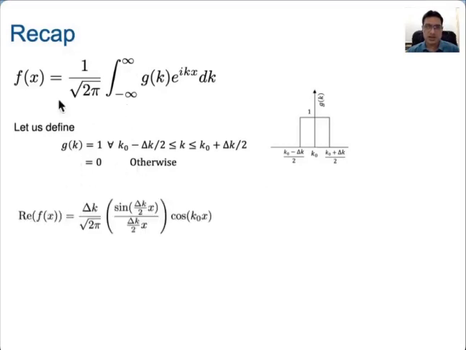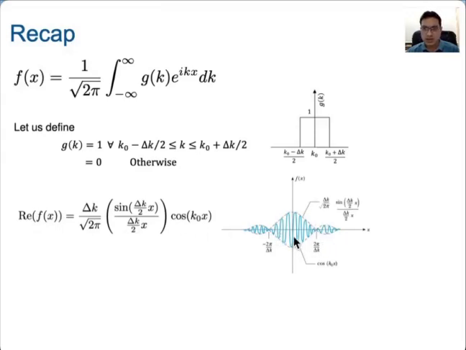Now if you put this value of g of k here and take the appropriate integration limits, you get the real part of f of x in the following fashion. If you plot the real part of f of x, the blue curve, the oscillations, is cosine of k0x, and this broad envelope is delta k divided by square root of 2 pi times this sine function.